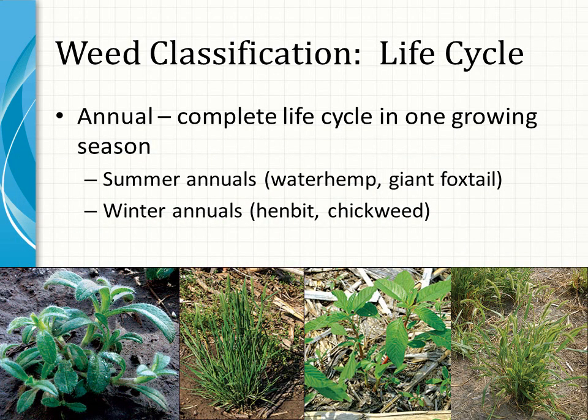We can also classify weeds by their life cycle. First, we have annual weeds. Those are weeds which complete their life cycle in one growing season. We further subdivide that into summer annuals, which are weeds that germinate in the spring and mature in the fall, growing throughout the summer. And we also have winter annuals, which typically germinate in the fall or early in the spring, and then they produce seed late spring and early summer.